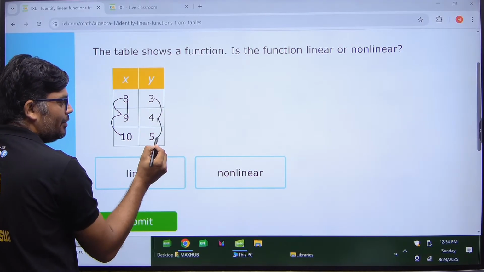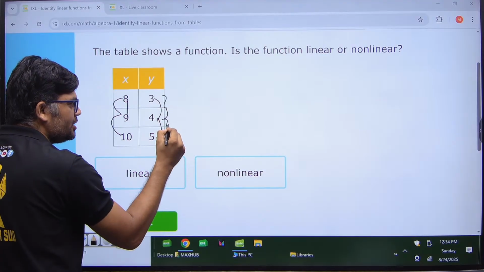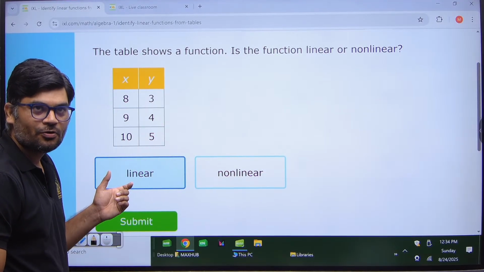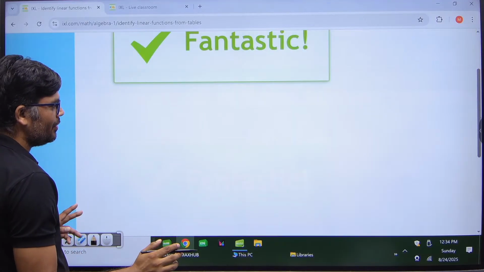1 unit, again 1 unit. So if this change is constant, it is a linear function. It is a linear function, okay, or else it is not a linear function. I will tell you once again.